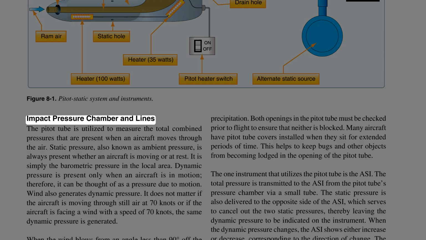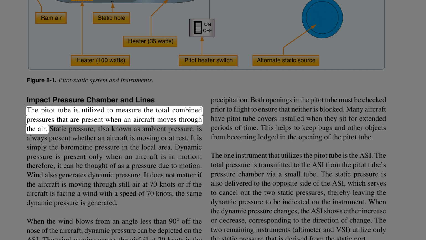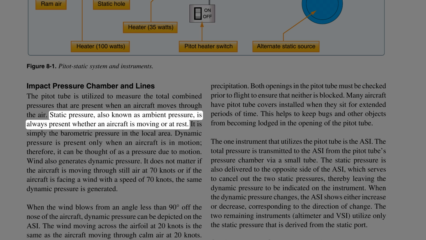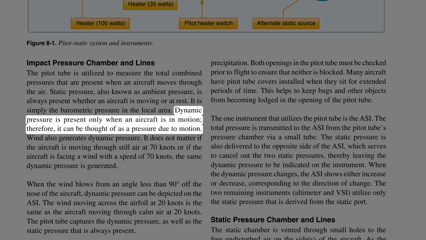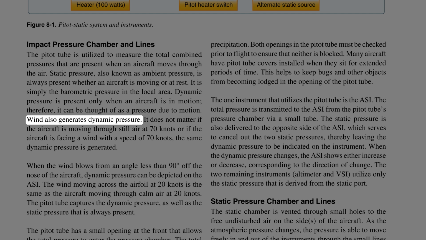Impact pressure chamber and lines. The pitot tube is utilized to measure the total combined pressures that are present when an aircraft moves through the air. Static pressure, also known as ambient pressure, is always present whether an aircraft is moving or at rest. It is simply the barometric pressure in the local area. Dynamic pressure is present only when an aircraft is in motion, therefore, it can be thought of as a pressure due to motion. Wind also generates dynamic pressure.